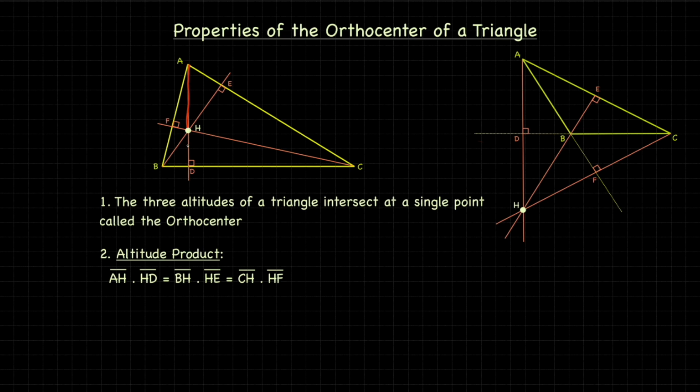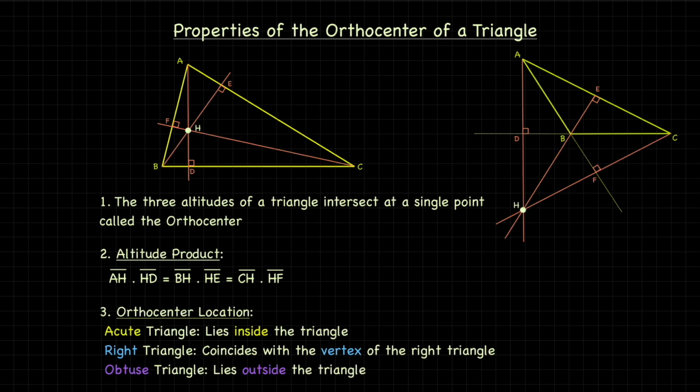The second property that we want to prove is called the altitude product property. The length of AH times HD is the same as the length of BH times HE, which is the same as CH times HF. In the obtuse angle case, there are overlapping segments, and the same product rule applies there as well.